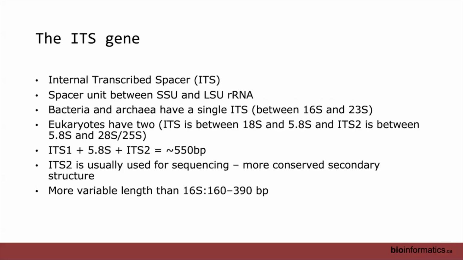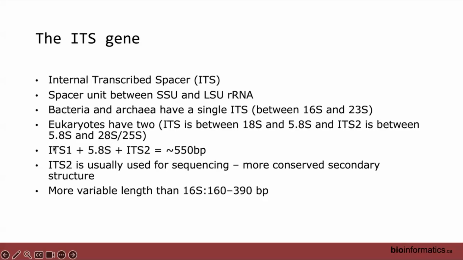The ITS gene is the internal transcribed spacer. And so it's a spacer unit between the SSU and the LSU in rRNA. Bacteria and archaea both have a single ITS unit between the 16S and 23S, whereas eukaryotes have 2. So the ITS, or ITS1, it's often called, is between the 18S and 5.8S units, and ITS2 is between 5.8S and 28S.